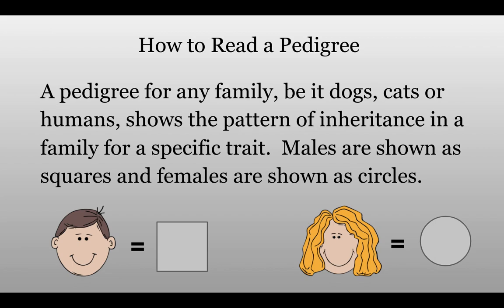So to start, we need to talk about how to read a pedigree. A pedigree can be for any family. It could be dogs, cats, humans. And what it does is it shows a pattern of inheritance for one specific trait. So when you look at a pedigree, it's just for one trait. Males are shown as squares and females are shown as circles.